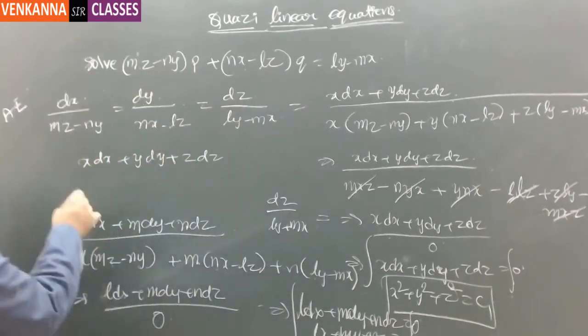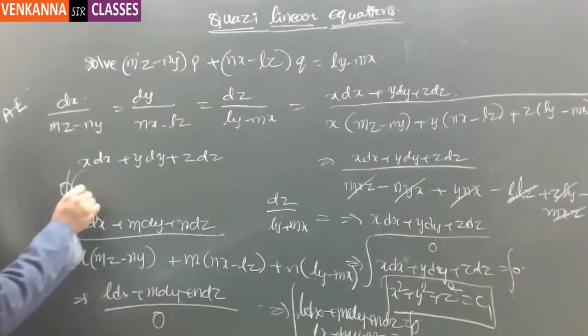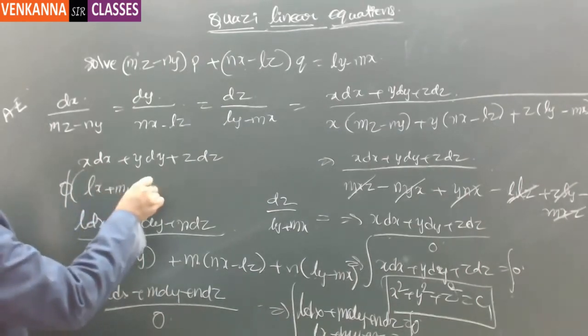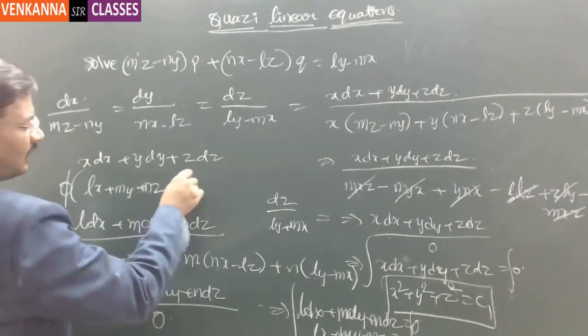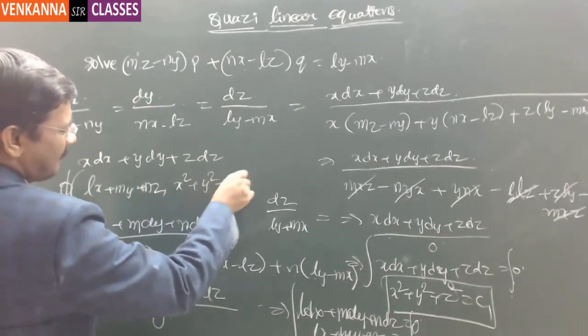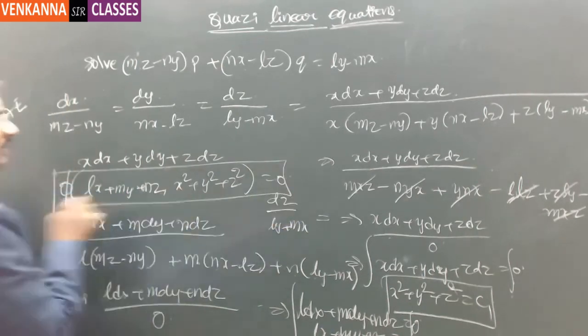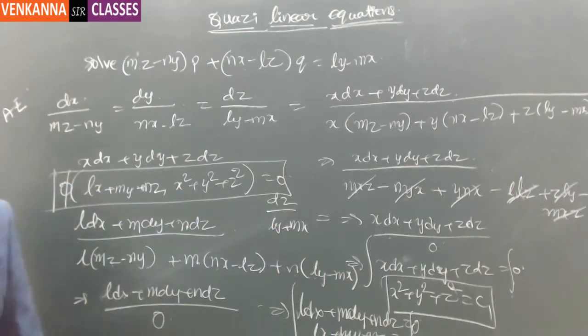So the final solution is going to be phi of Lx plus My plus Nz, comma, x square plus y square plus z square equal to 0. So this is the solution where phi is an arbitrary function. Got it? Understood? Any questions on this?